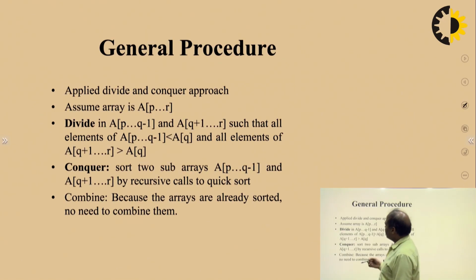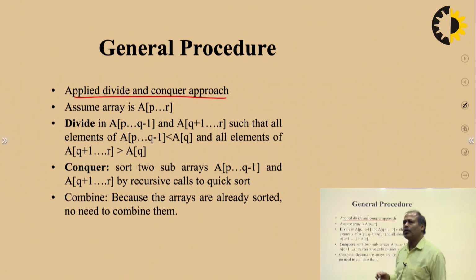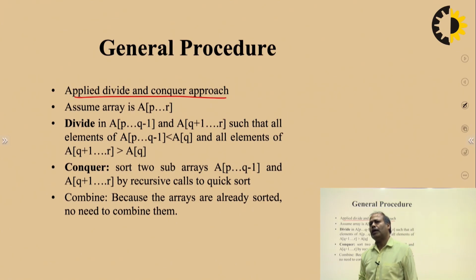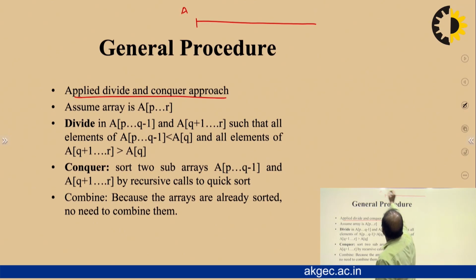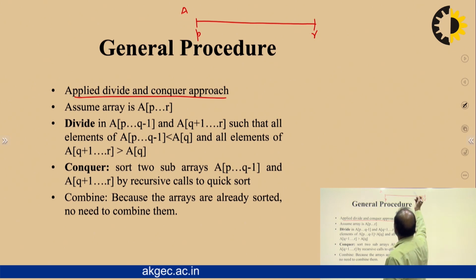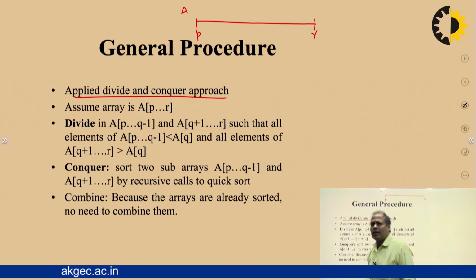So the general procedure is very simple. This applies the divide and conquer approach. Here we are dividing the problem, but we are not conquering, because after dividing, the partitioning element is already placed into its proper position. The fundamental idea is very clear. In quick sort, we assume that A is an array where P is the lower side and R is the upper side. So we are assuming that there is a partitioning element.